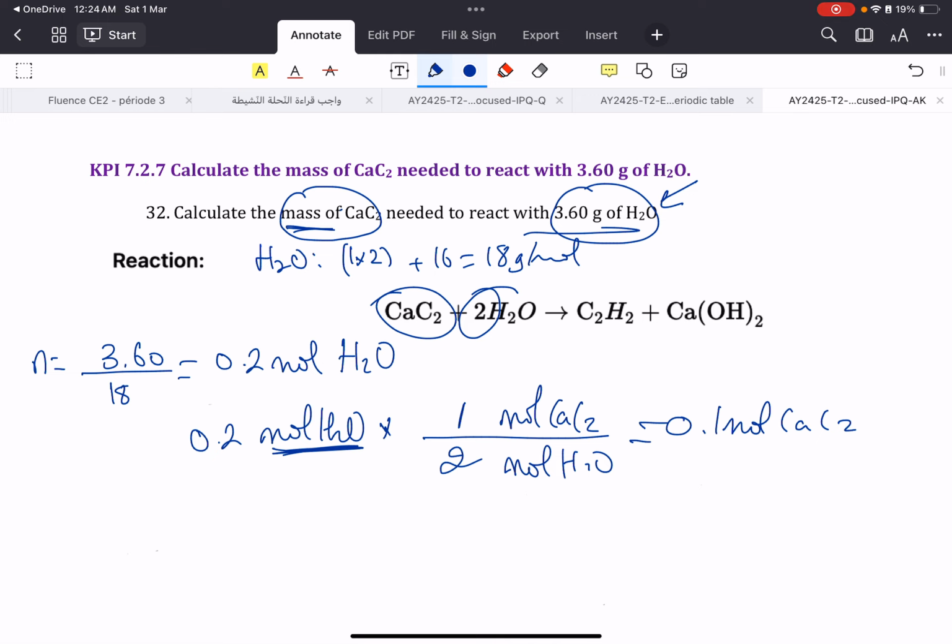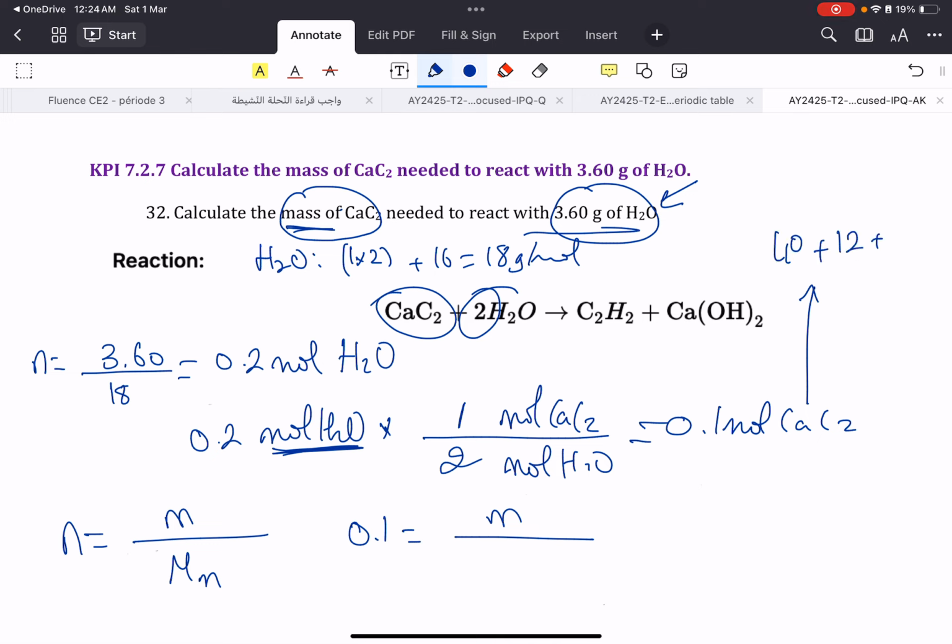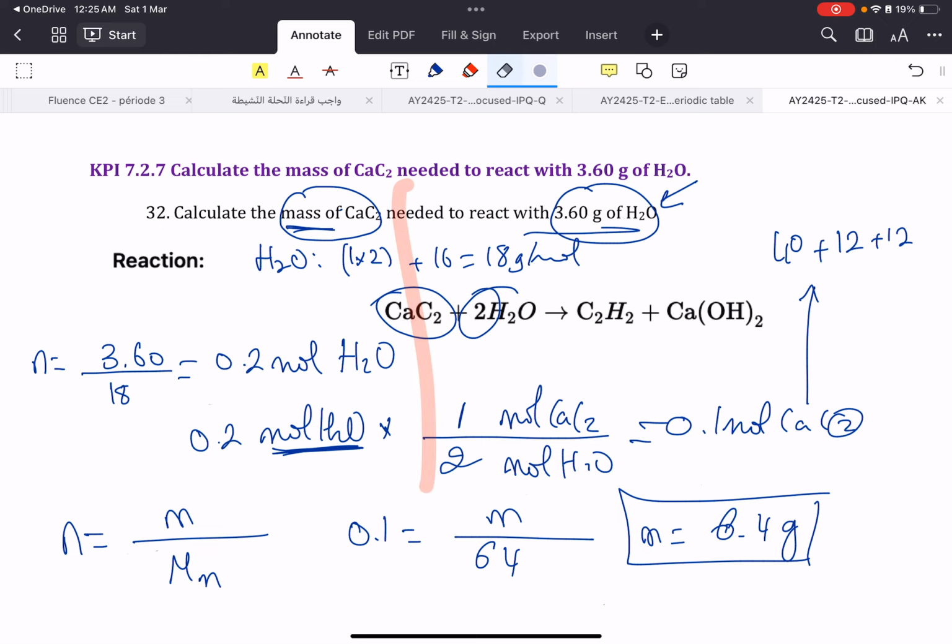It wants mass. So the last step, mole equals mass over molar mass. Here's the mole, here's the mass, and the molar mass is the molar mass of calcium plus the molar mass of carbon twice. And that is 64 gram per mole. So the final answer is 6.4 gram. Moving on with this question.